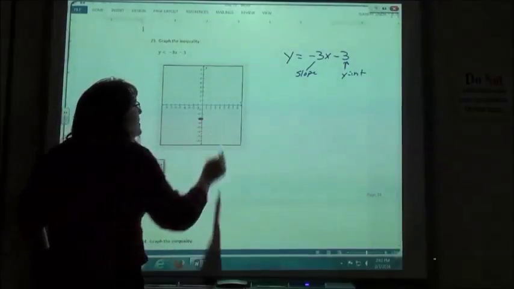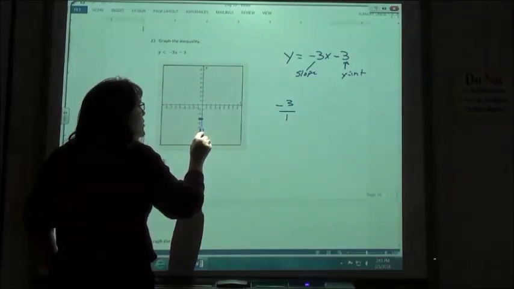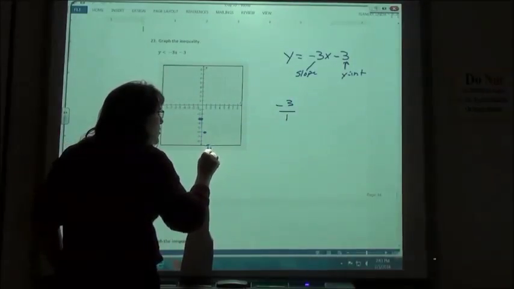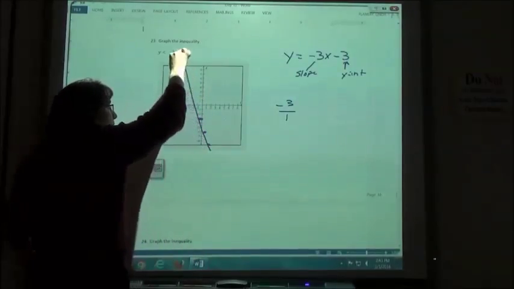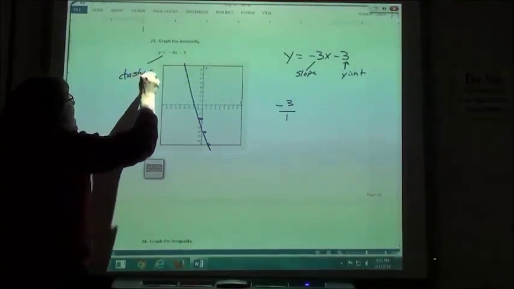I'm going to mark that. My slope, negative 3 over 1. So I'm going to go 1, 2, 3 down and 1 to the right. I have to draw my line solid, but if I look up here, I should have a dashed line.